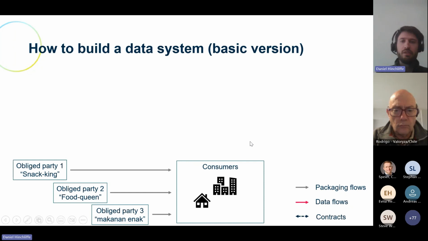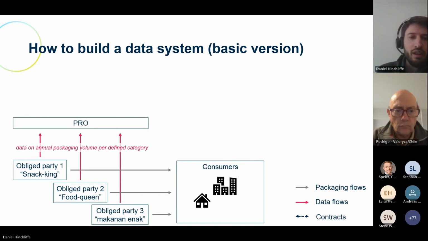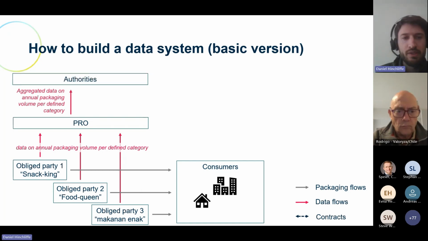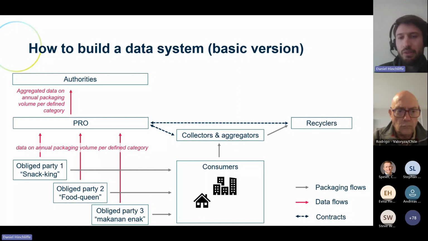So we take an example of how to build a data system. We have 3 obliged parties. They bring packaging onto the market, and this goes to consumers. This is the packaging flow. And each of them has to then submit data on the annual packaging volume for each of the defined categories of packaging to the PRO. The PRO's job is then to aggregate that data and give that to the authorities according to the defined categories. The PRO is responsible as well for collection and recycling.